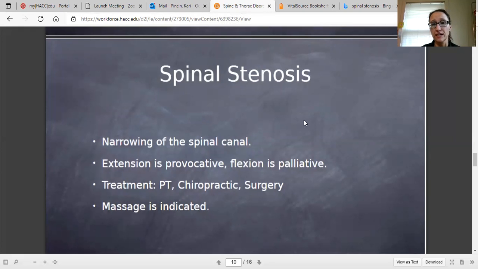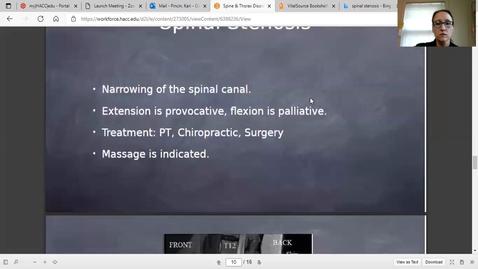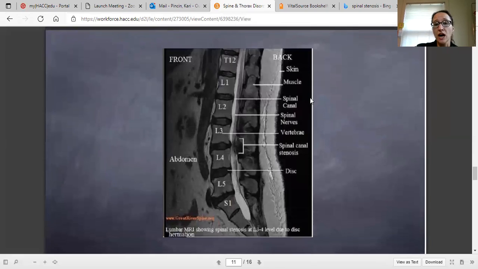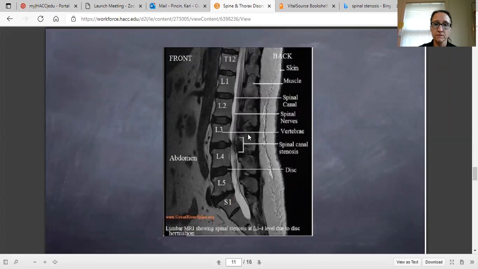I have a lot of clients with spinal stenosis, and you wouldn't really know it. They had an MRI because they thought they had a herniated disc or something like that, and they found out that they have stenosis. So it can be mild, or it can be, like I said, a huge issue. So here's an MRI of stenosis. Typically, this happens in the lumbar area, by the way, but I have seen it in the cervical area as well.